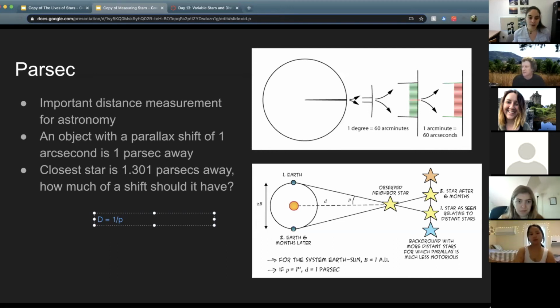Yeah, so question about the values. We have our closest star is 1.3 parsecs away, 1.301 technically. And we want to find, so we know distance, big D, we want to find little p, our parallax shift, when we have a distance of 1.301 parsecs. So it's going to be a parallax shift of about 0.77 arc seconds.